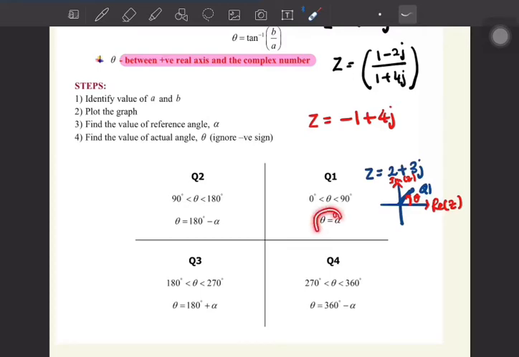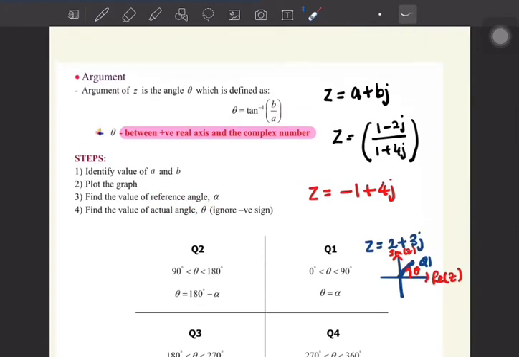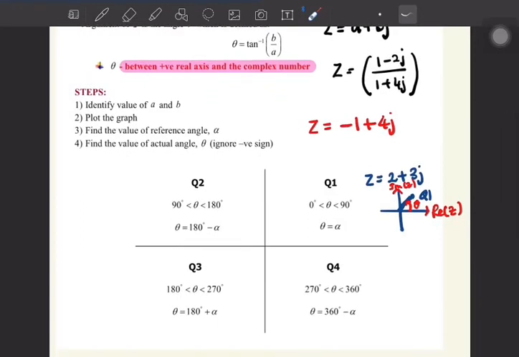So what does theta equals alpha mean? As you can see for step 3, find the value of the reference angle alpha. How to find this? By using this formula. Sometimes when you use tangent inverse of b over a, you will directly get the value of theta, not the reference angle. When your complex number is in the first quadrant, your theta is equal to your reference angle.